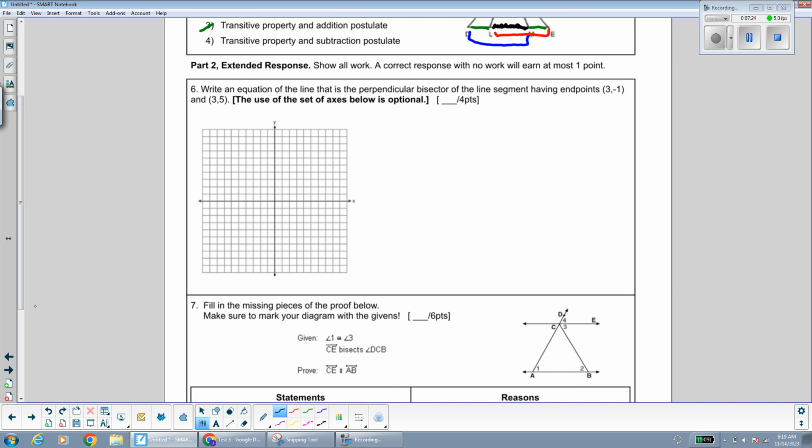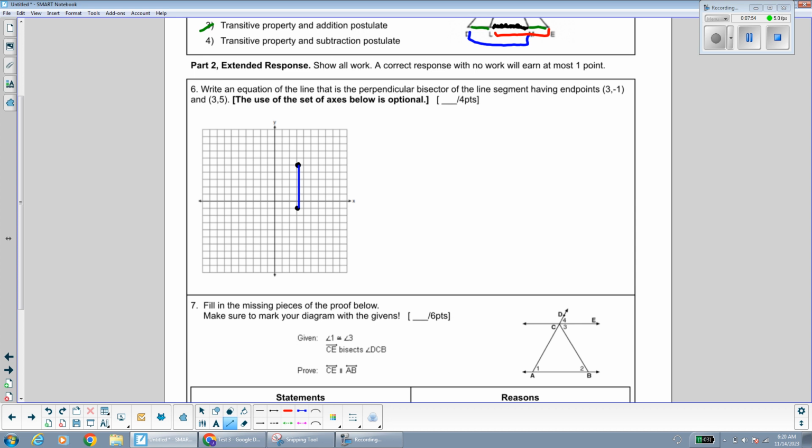Okay, here we need to write the equation of the perpendicular bisector of a line segment having endpoints (3, -1) and (3, 5). So automatically, I see that this is a vertical line. So I already know that the perpendicular bisector is going to be a horizontal line because horizontal lines and vertical lines create 90-degree angles when they intersect.